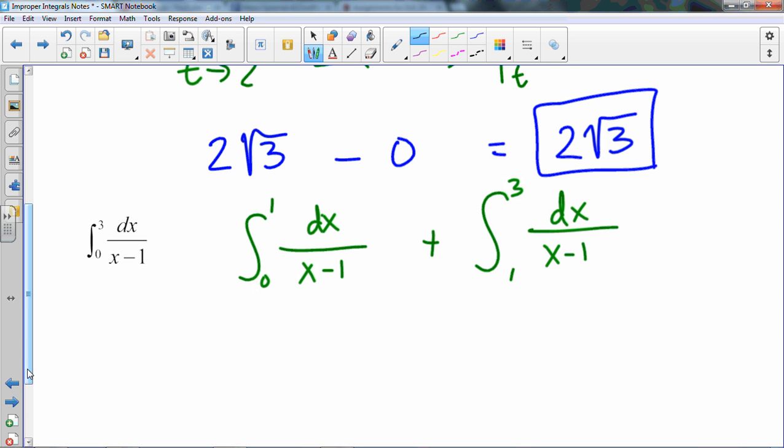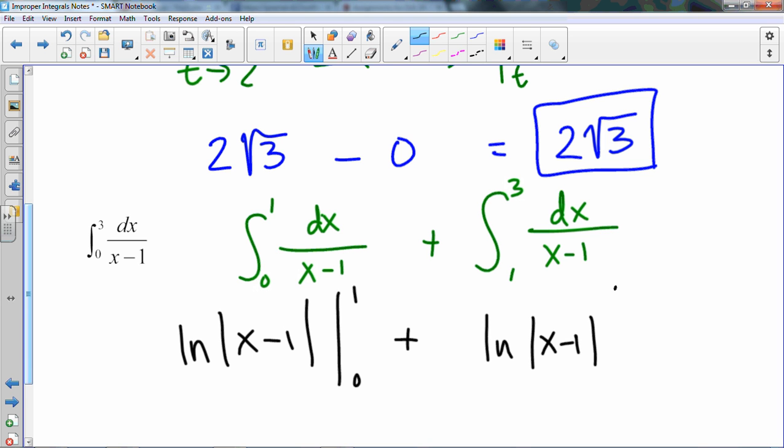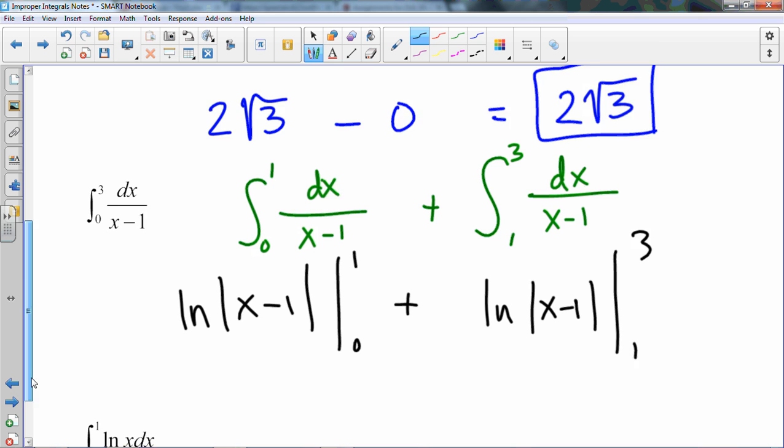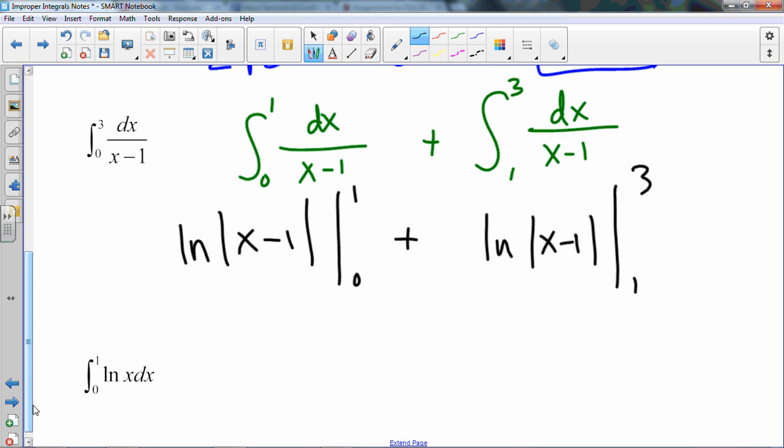When you integrate dx over x minus 1, we end up with natural logs. So you have the natural log of x minus 1. We're going to evaluate from 0 to 1, and same thing on this side: natural log of x minus 1 from 1 to 3. So if we put a 1 in, we have natural log of 0. If you imagine your natural log graph, as you approach 0, our natural log is going to end up at negative infinity. So I'm going to stop right there.